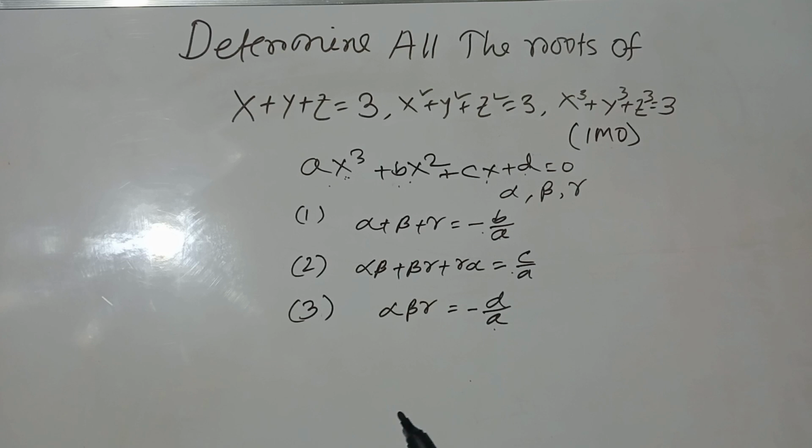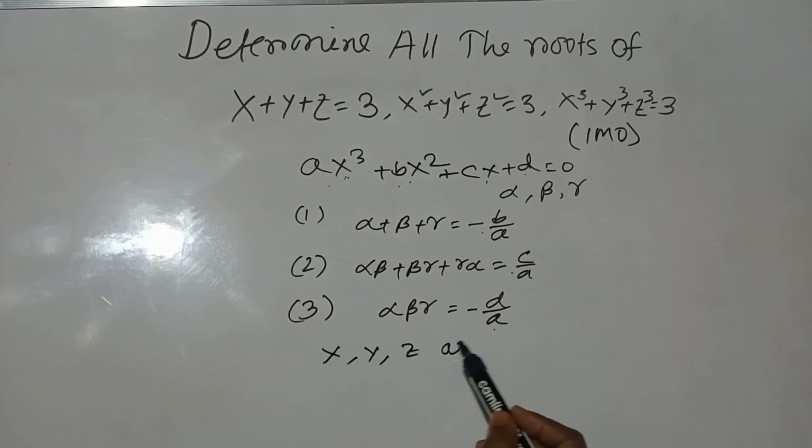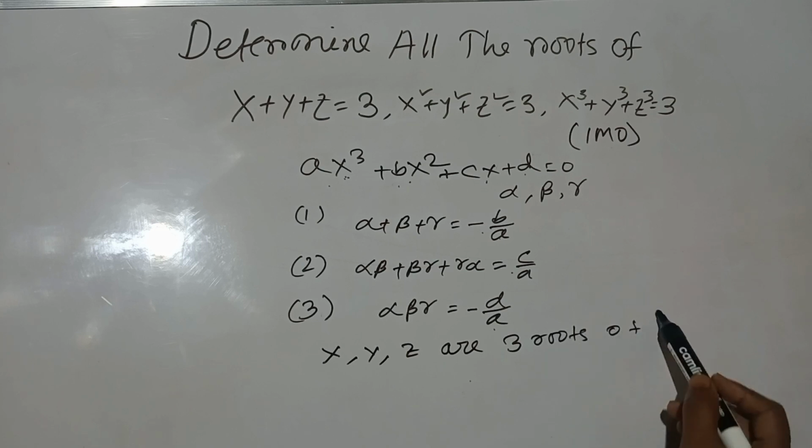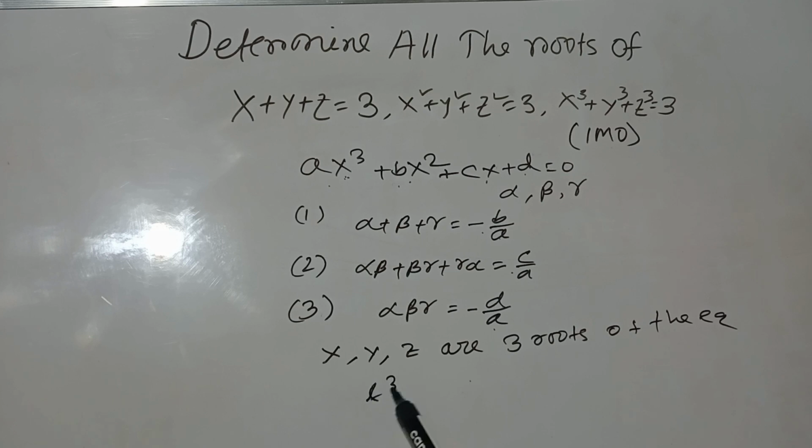Now we are going to solve the system of equations. First of all, let x, y, z be the three roots of the equation t cube minus a t square plus bt minus c equal to 0. Let's say this is equation number 1.